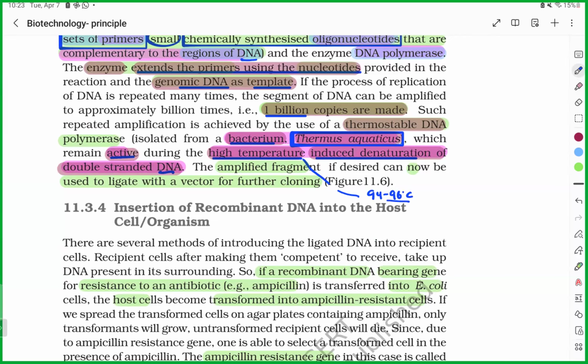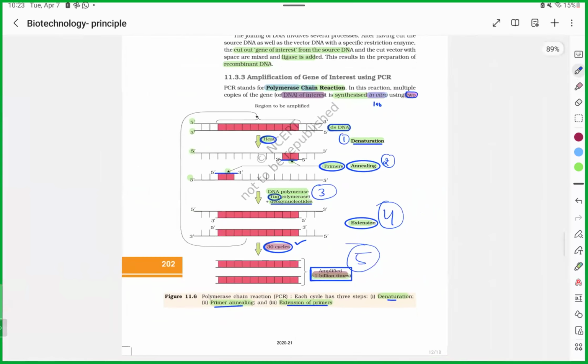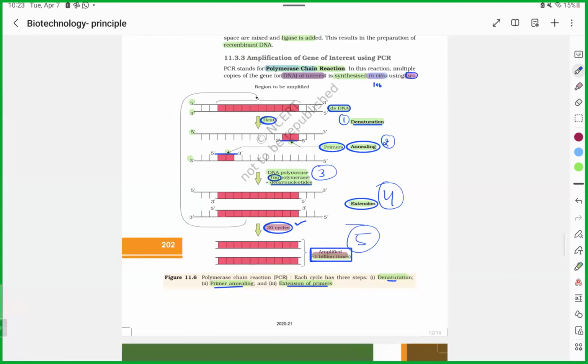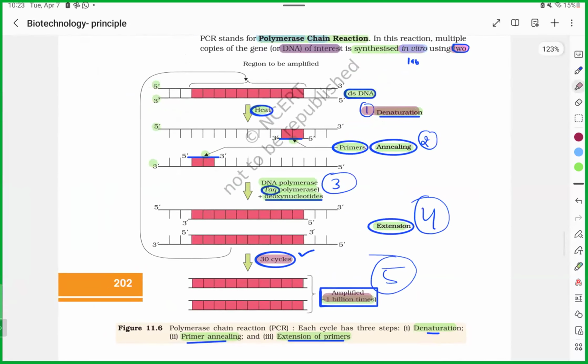And the DNA fragment you can ligate with the help of the vector. Sorry, with the help of ligase enzyme with vector. Look at this cycle. First, you have double stranded DNA. First step will be denaturation. You heat, it will break into the small sequence.